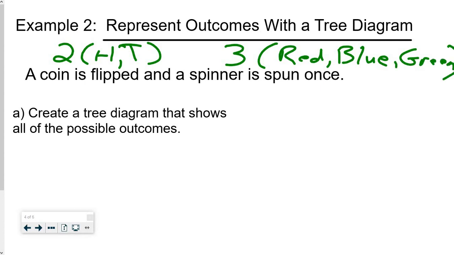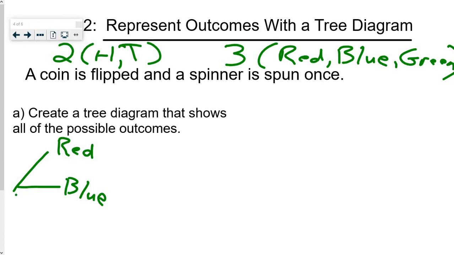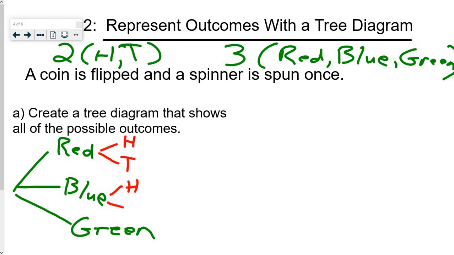So on the very first, we have 3 different ones that we can go. Red, and we can go blue, move this up here. And we can go green. For each one, if we spin red, we can also get a heads, and we can also get a tails. We can also get a heads if we spin blue. We can also get a tails if we spin blue. And same with green. If we spin green, we can get a head, and we can get a tails.